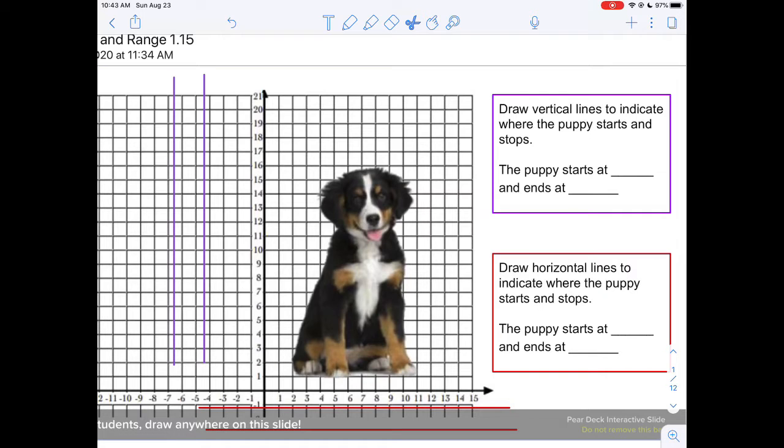Hi everybody, we are first going to look at this puppy and we want to determine the domain and the range of the puppy. So I've given you instructions here. I want you to try this on your own and then come back and see how you did. So pause the video now.